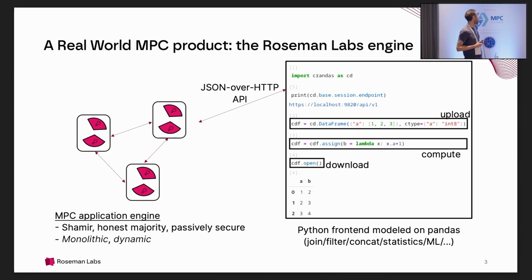So it's monolithic: it's one application doing several things at the same time. And it's dynamic in the sense that it determines what to do dynamically based on the data that it sees.